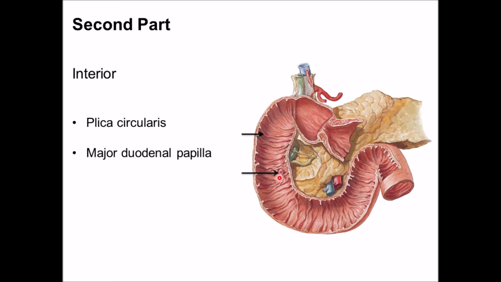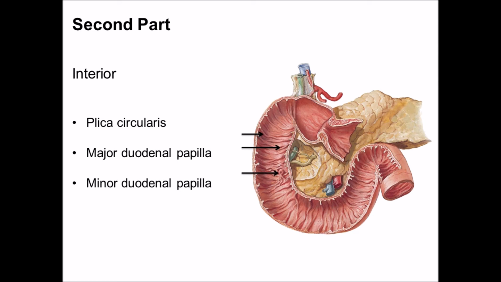In the second part we can see one projection. That projection is known as the major duodenal papilla. This major duodenal papilla lies 8 to 10 centimeters from the pylorus of the stomach. This is a single opening through which the bile duct and major pancreatic duct open into the duodenum to release their secretions.